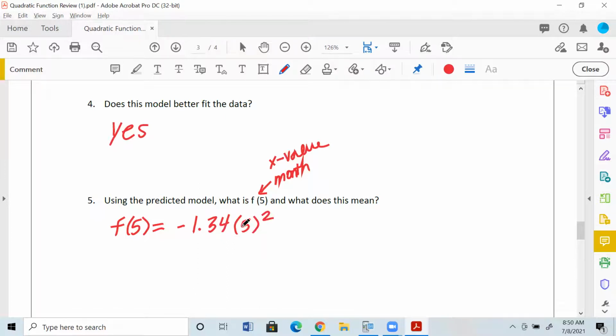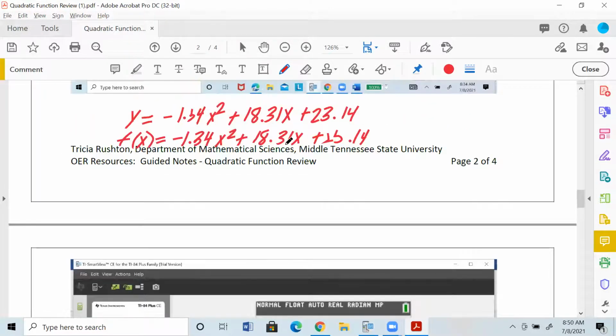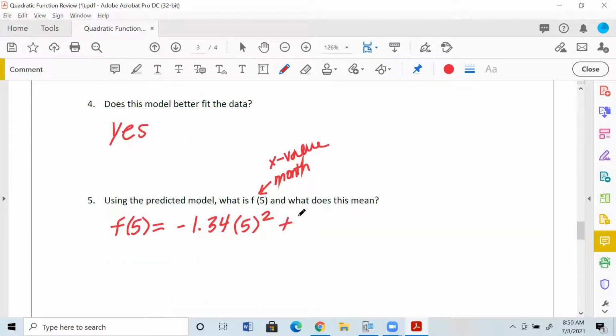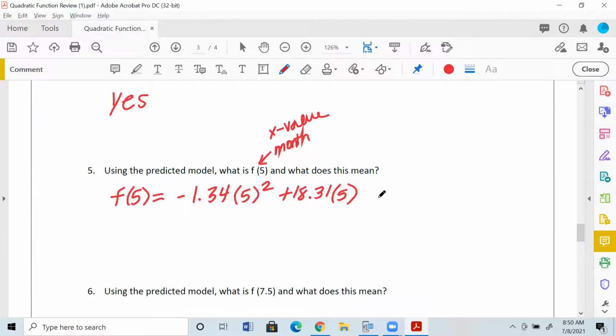So negative 1.34, plug in the 5, square it, add 18.31. But that 18.31 would be multiplied by 5 first. We're doing order of operations. And then at the very end, we would add 23.14. So when you see f of 5, what it means is to plug in the 5 anywhere that you see an x, perform order of operations, and see what it comes out to.